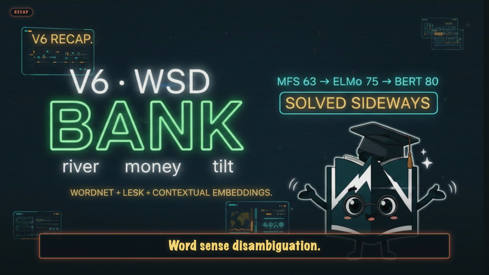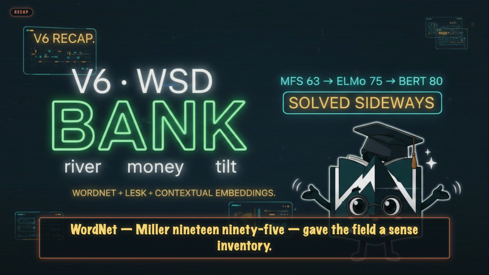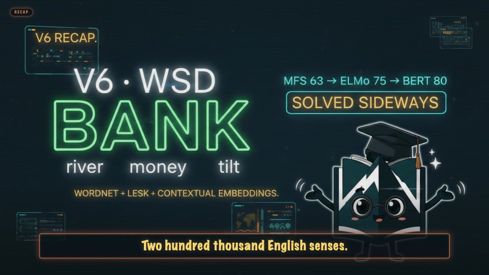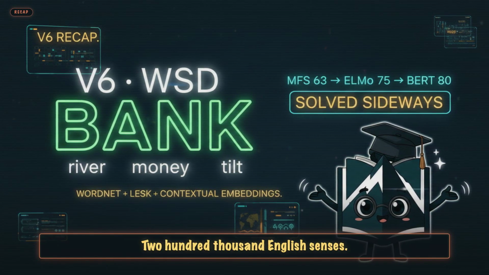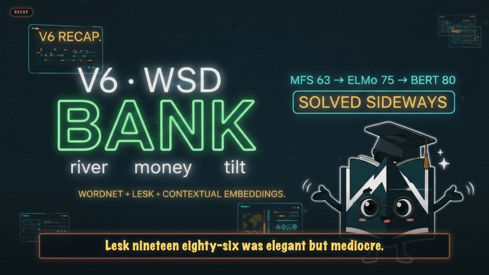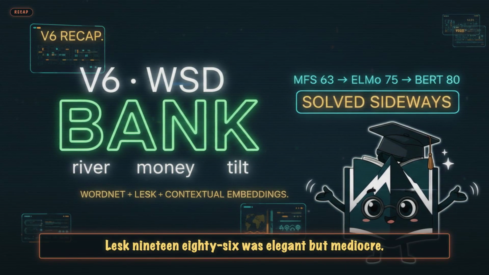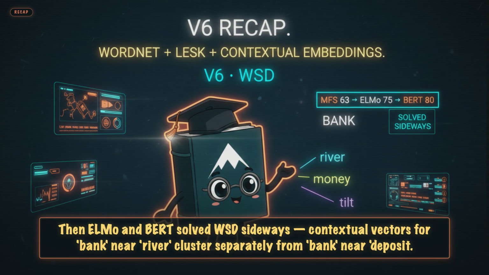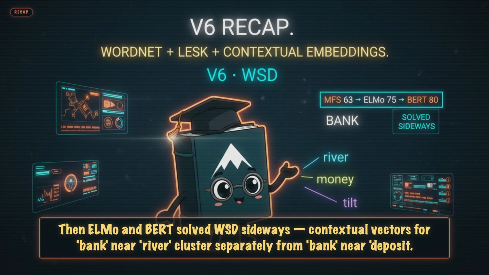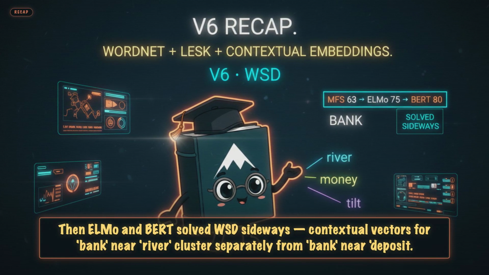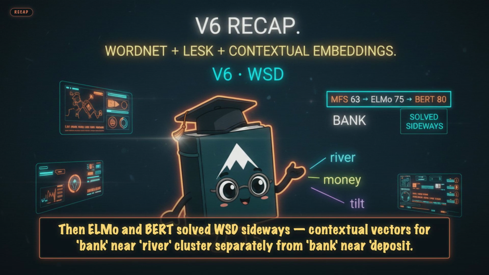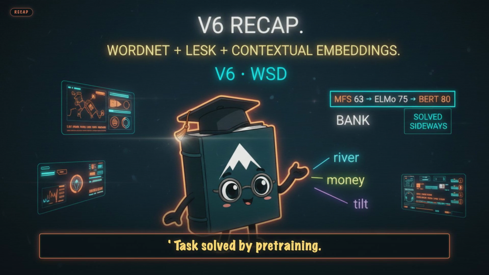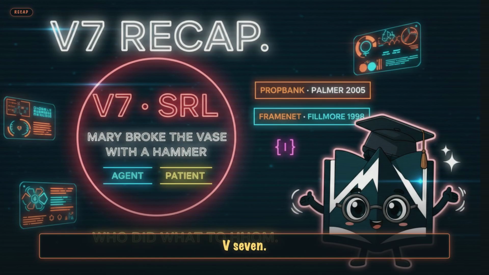V6. Word sense disambiguation. WordNet, Miller 1995, gave the field a sense inventory, 200,000 English senses. Lesk 1986 was elegant but mediocre, and the most frequent sense baseline held for 40 years. Then ELMo and BERT solved WSD sideways. Contextual vectors for bank near river cluster separately from bank near deposit. Task solved by pre-training.